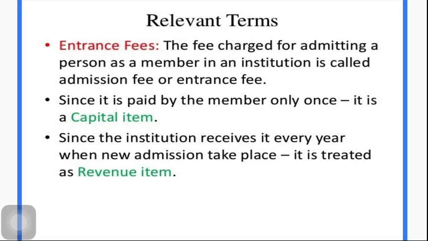Then you can treat it either as capital income or revenue income. If you are treating it as capital income, add it to the capital fund in the balance sheet. If you're treating it as revenue income, then you show it as income in the income and expenditure account. But in such cases, when you are assuming, you have to write a footnote: in absence of any specific instructions, I have assumed this is a capital income, or I have assumed it is a revenue income, whatever you decide.